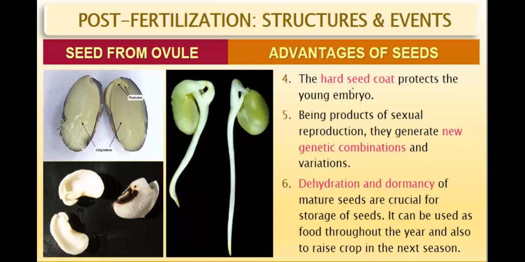The hard seed coat protects the young embryo. Being products of sexual reproduction, they generate new genetic combinations and variation. Dehydration and dormancy of the mature seeds are crucial for storage of seed. Seeds can be used as food throughout the year and also to raise crops in the next season.